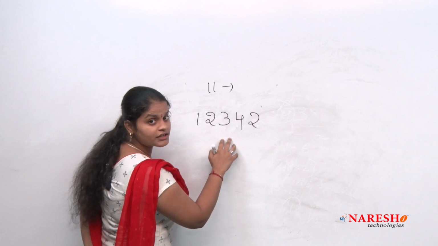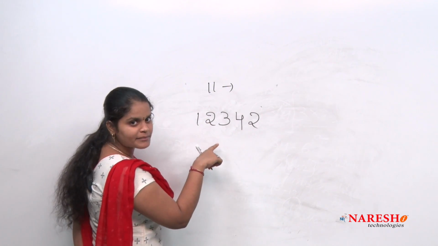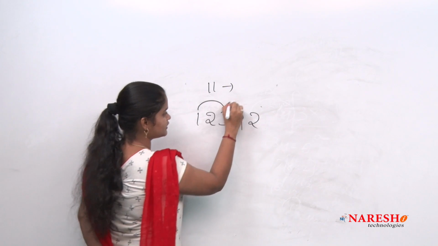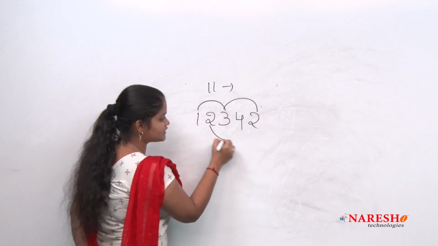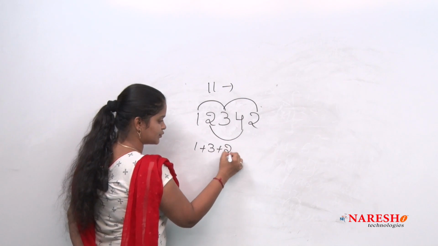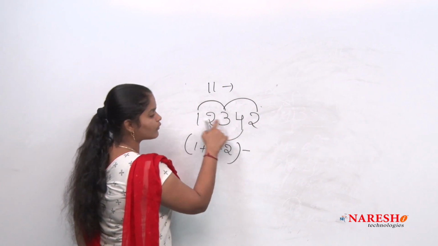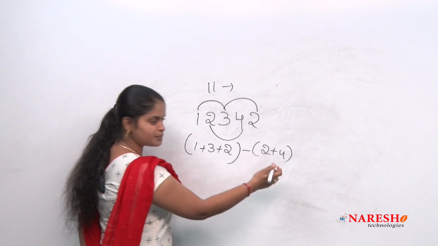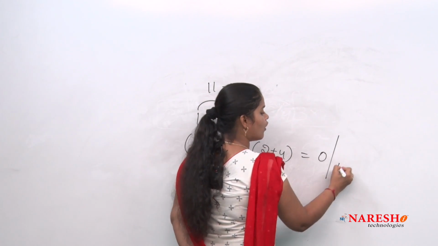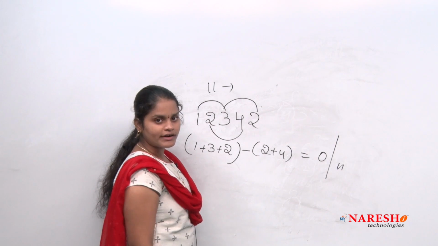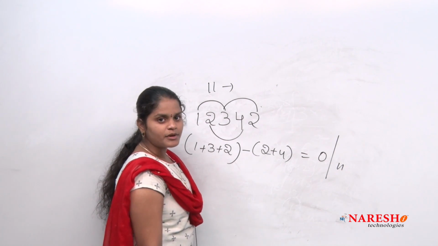The sum of alternate numbers means the odd place numbers and the even place numbers. Alternate: 1 and 3 and 2, and this 2. So 1 plus 3 plus 2, minus 2 plus 4. This difference should be equal to either 0 or 11. Then the number is divisible by 11, or else the number is not divisible by 11.